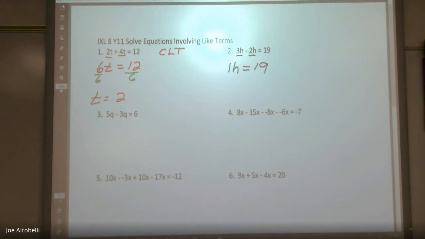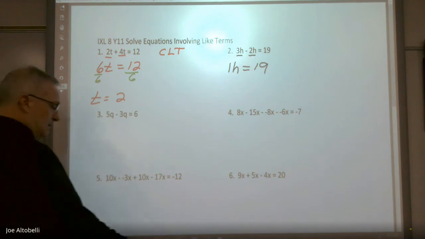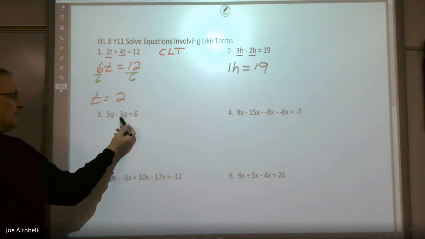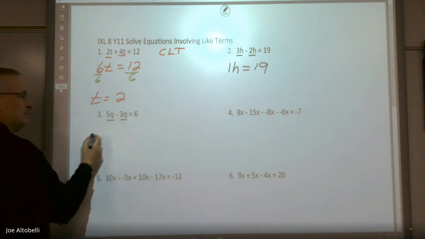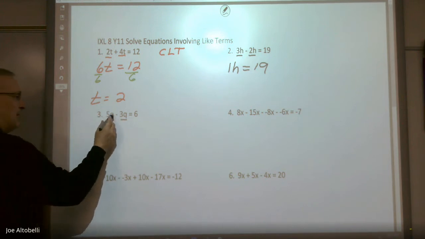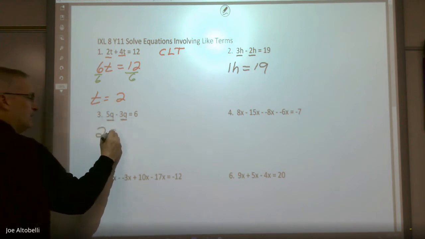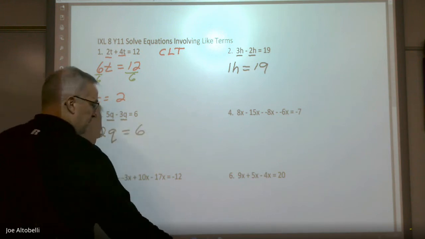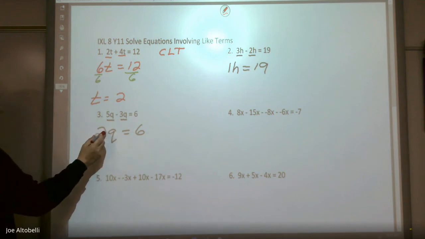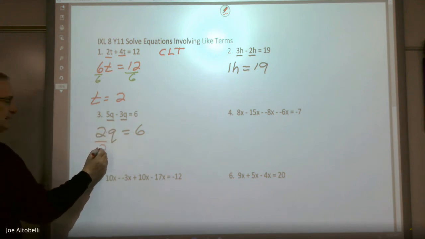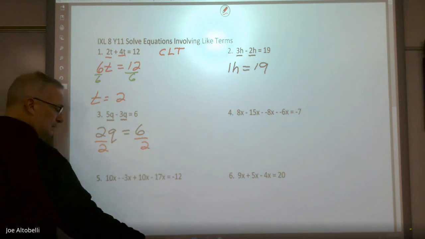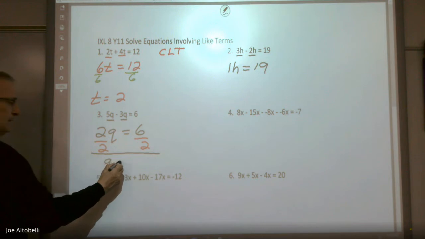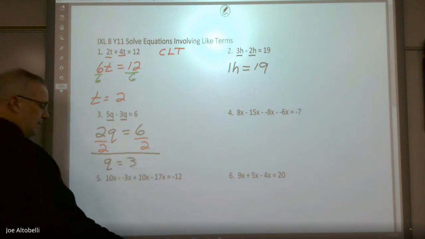Number 3, very similar to number 2. You need to be able to recognize, first of all, I have two like terms on the same side of the equal sign. I'm going to combine those, and when I combine those into one, you get 2q is equal to 6. And then to undo multiplying by 2, we divide by 2. And we get q equals 3.